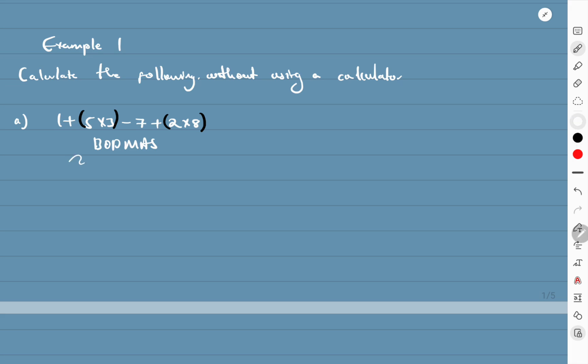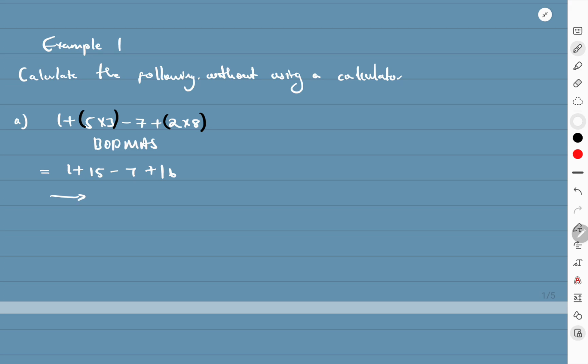Therefore I'm going to have 1 plus what is 5 times 3, that is 15, minus 7 plus what is 2 times 8, that is 16. Right, so now at this point I am only left with a plus and a minus. Now with a plus and a minus, I said those are inverse operations of each other. So if you are given inverse operations in your question, it does not matter where you start, you always start from left to right.